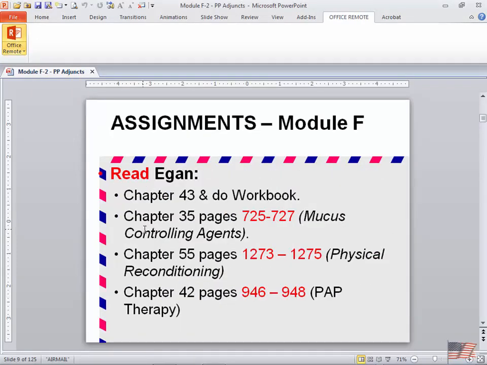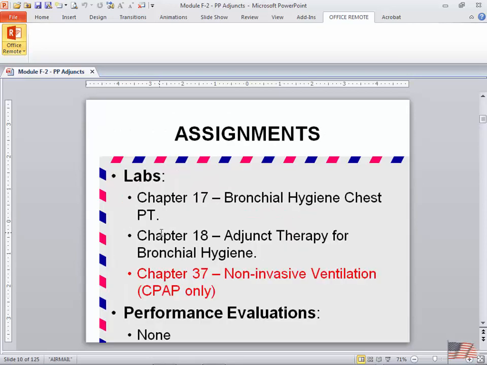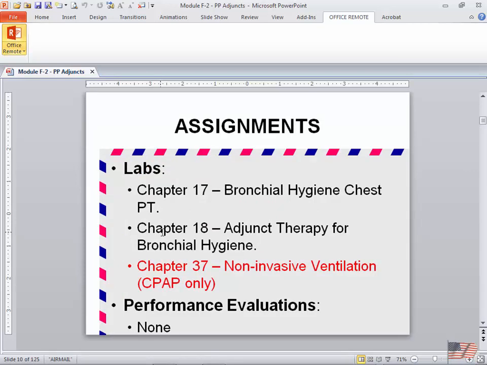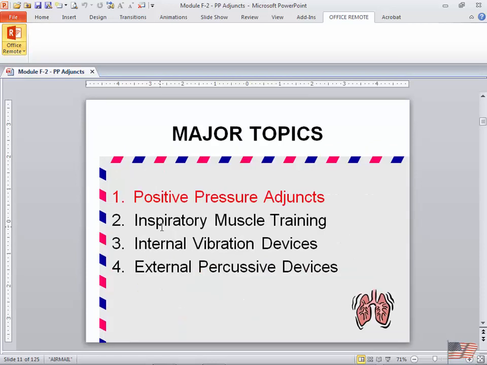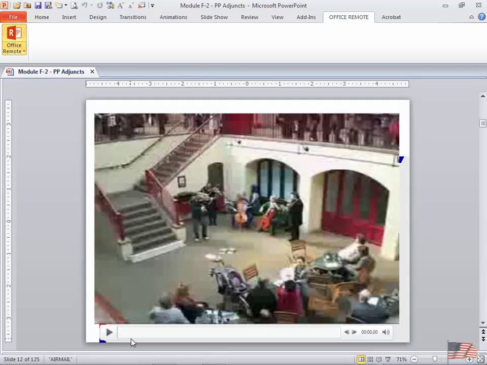So some stuff as far as readings out of Egan. Also some stuff out of Butler. And there is no performance evaluations related to this stuff. So we got a breath of relief. But let's see a quick video.